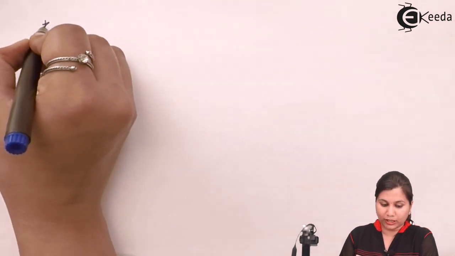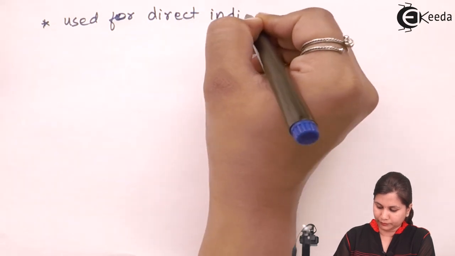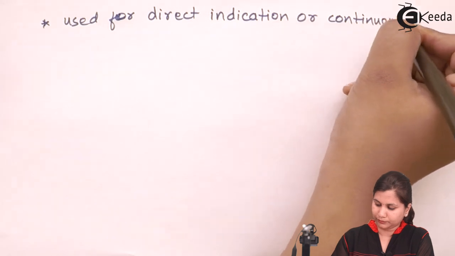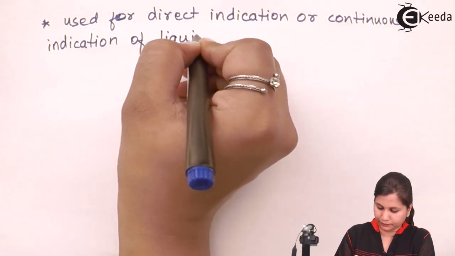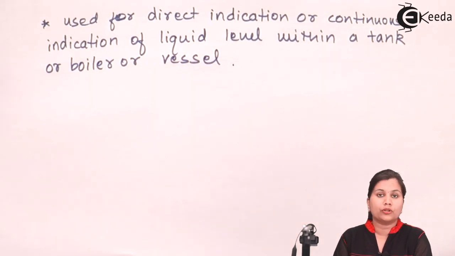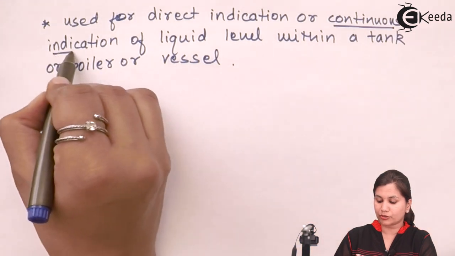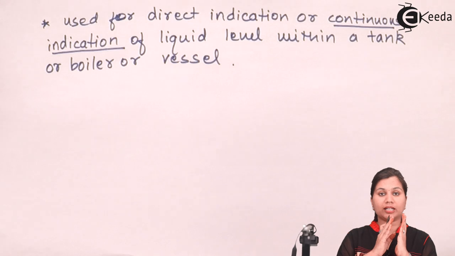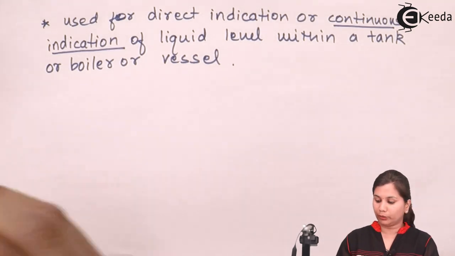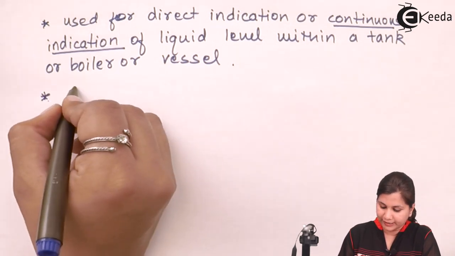Now this method is used for the continuous indication of the liquid level of the tanks or the boilers in the industries or the plants. So this sight glass tube method or the gauge glass method gives us the direct indication or the direct reading of the liquid level. Also we can say that it is used for the continuous indication of the liquid level, because this method will continuously give us the readings of the level of the liquid which is contained within a tank or boiler or the vessel. So we can say that it is the simplest method.